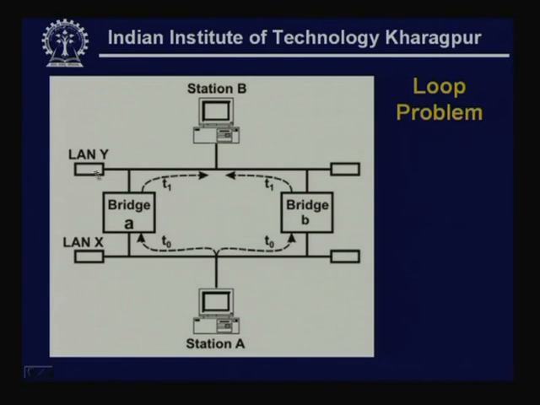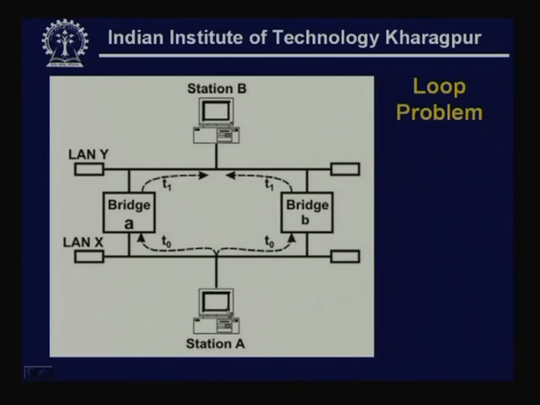So here you can see there are 2 LANs, LAN X and LAN Y, and these are connected by 2 bridges, bridge A and bridge B. Whenever station A sends a frame on LAN X, then bridge A as well as bridge B receives it, and since the destination address is not known, it sends it to LAN Y, and bridge A also sends it to LAN Y. Now this is received by bridge B, which again forwards it to LAN X. So in this way some kind of loop occurs.